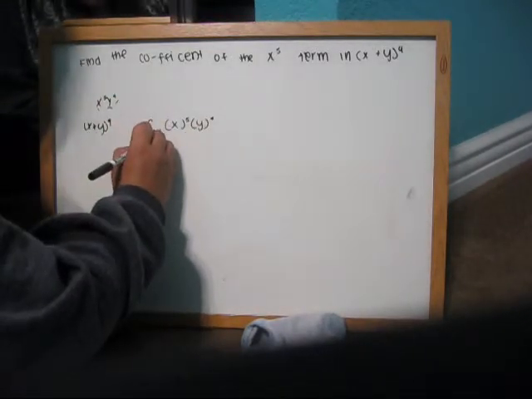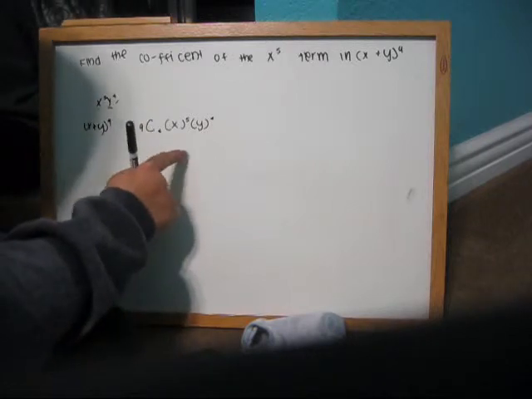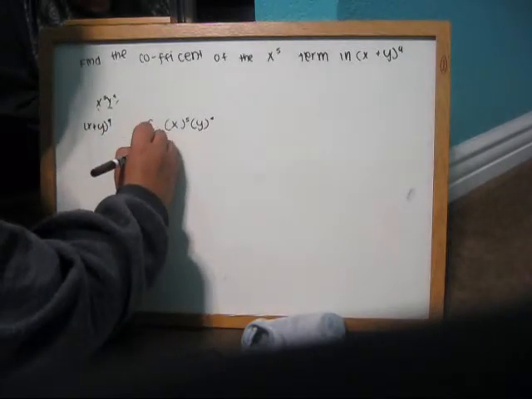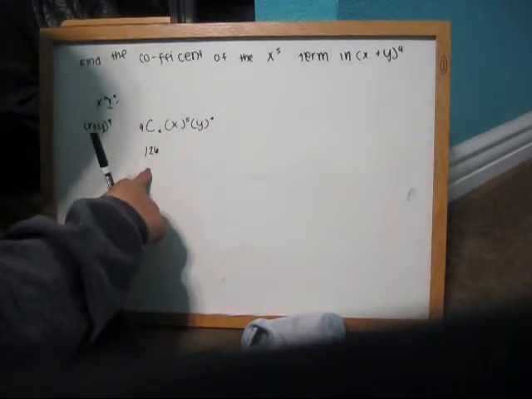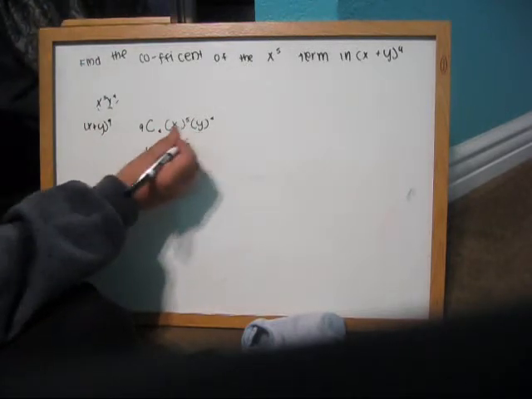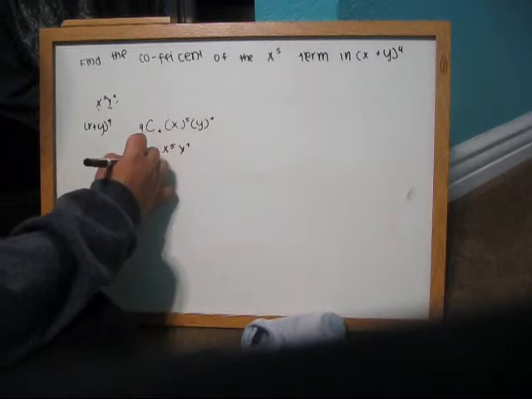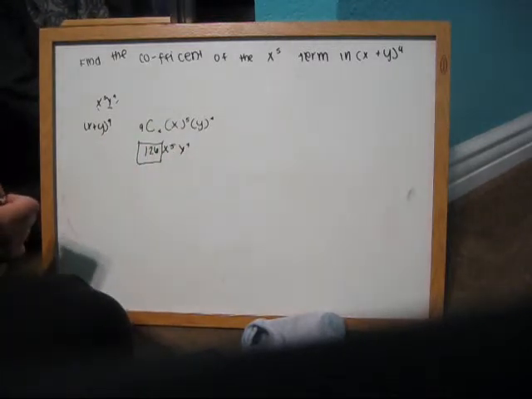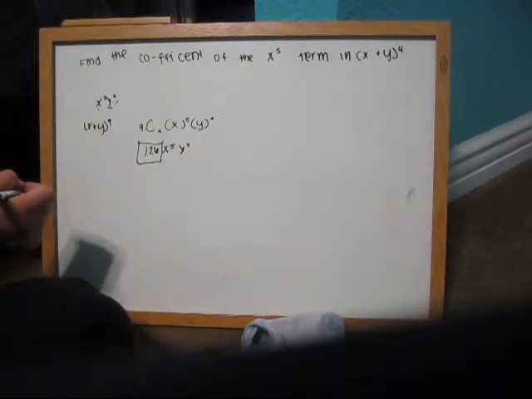So then you have 9 choose 4, you simplify that out in your calculator, and you get 126 x to the 5th y to the 4th. But remember, don't circle the whole thing, just 126. So that was the last example.